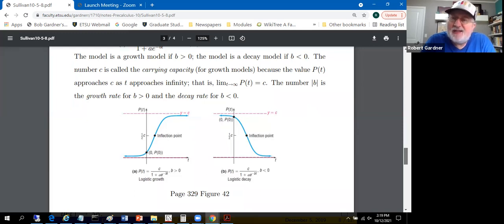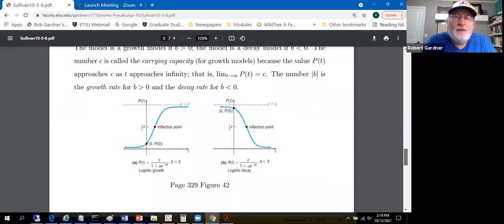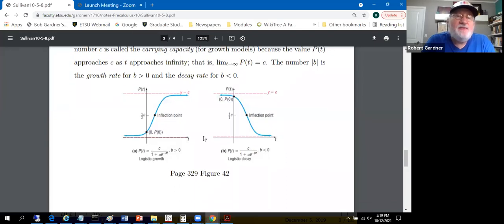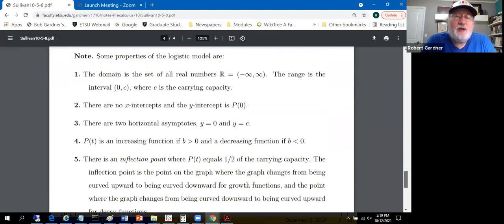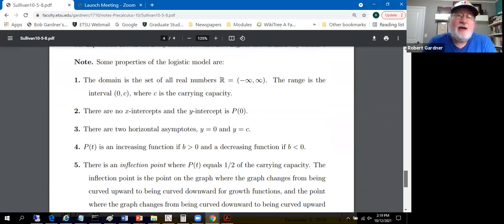You'll see this again if you take an ecology class, for example. So when B is positive, it's called a growth rate. When B is negative, it's called a decay rate. We get this kind of behavior for B positive and this kind of behavior for B negative. Some properties of logistic models are, we'll appeal to that graph.